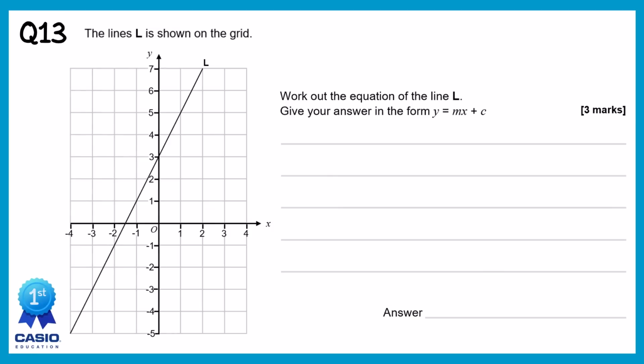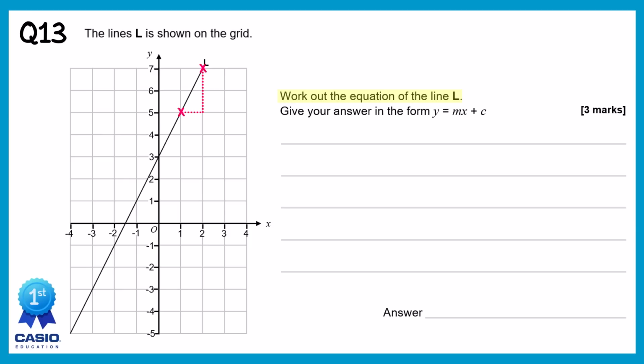For this question, we need to work out the equation of the line. To do this, we find the gradient and the y-intercept. We'll start with the gradient by picking 2 points on the line. It doesn't matter which points you pick, but I'm going to go for this point here and this point. It does make sense though to choose ones that are exact coordinates. We then draw a gradient triangle between these 2 points.